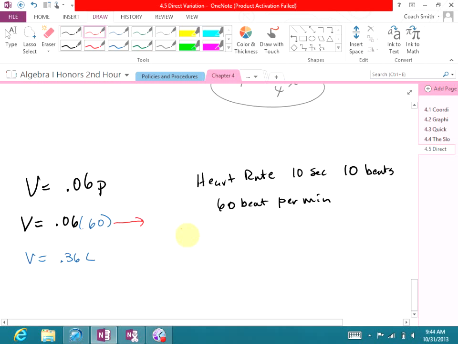Well, mine you can just take and 0.06 times. Oh, mine was 3.6. My bad. Okay. 3.6 liters. To find how many beats per minute you had? I had 90 beats per minute.